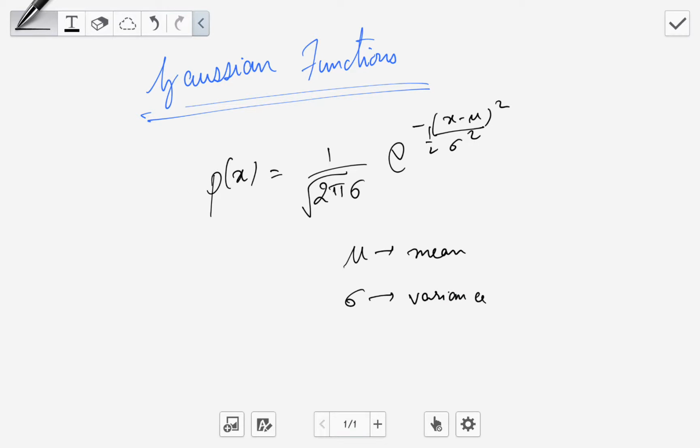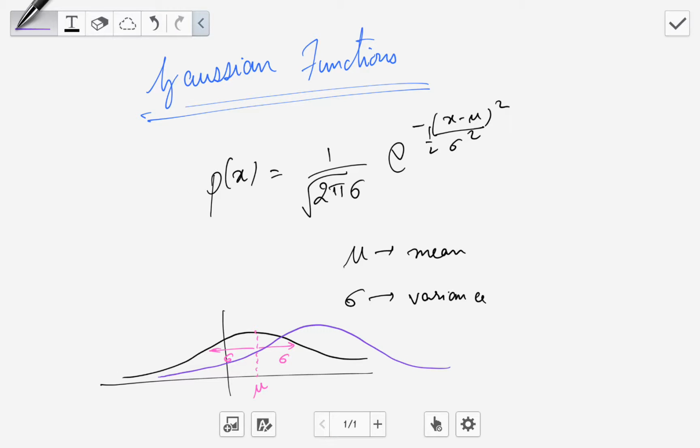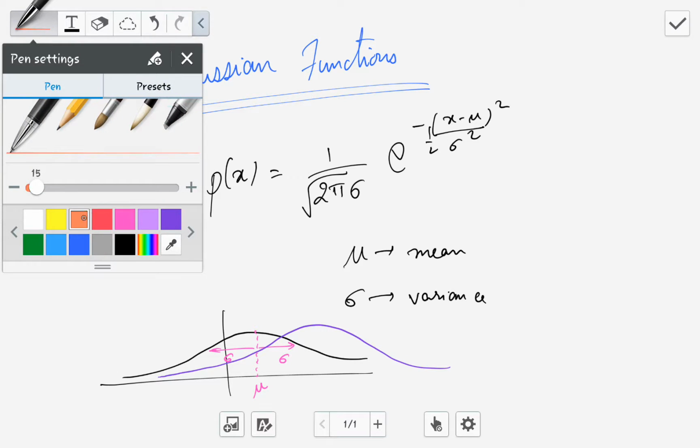Now, we all know this very nice diagram, where this is mu and sigma will be similarly something like this. Just a representation. Now, what if I change this mu? It will only get shifted. If we change this mu, it only gets shifted somewhere like this for some different mu.